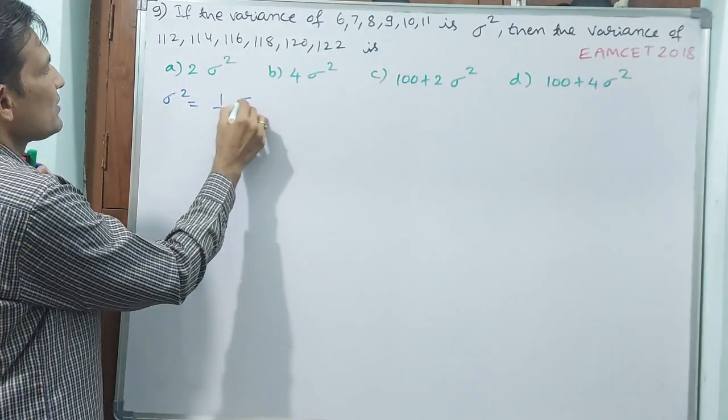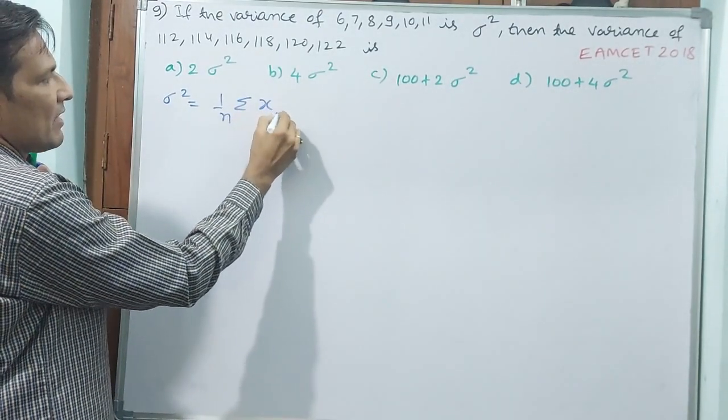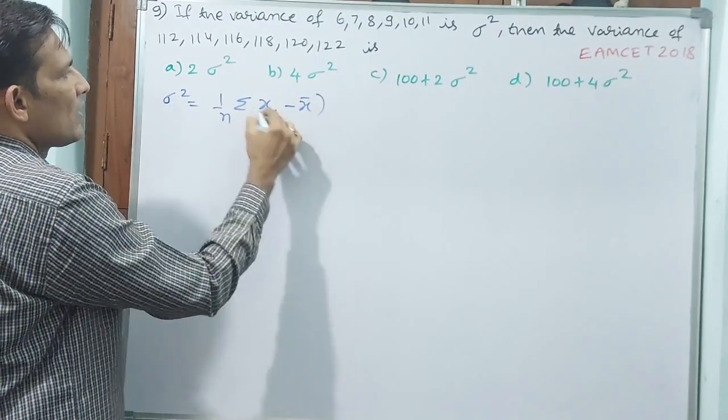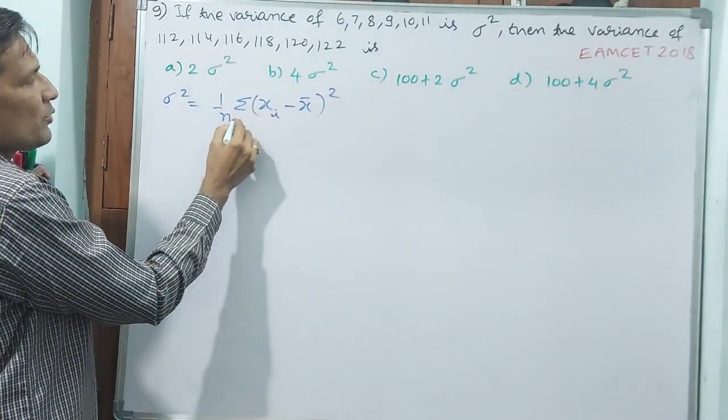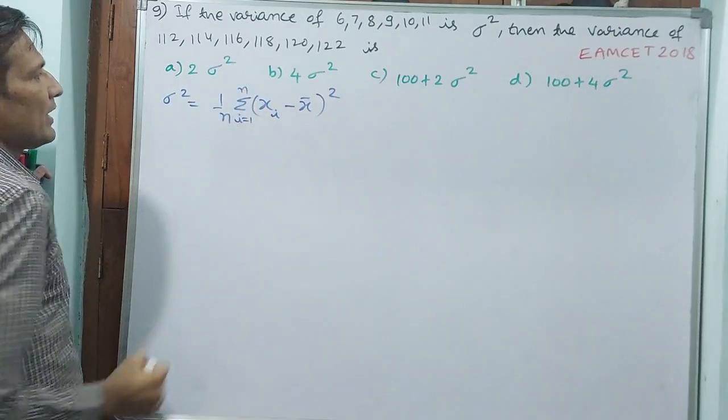1 by n sigma x i minus x bar whole square. See, here you can write, if you want, i is equal to 1 to n, like that.